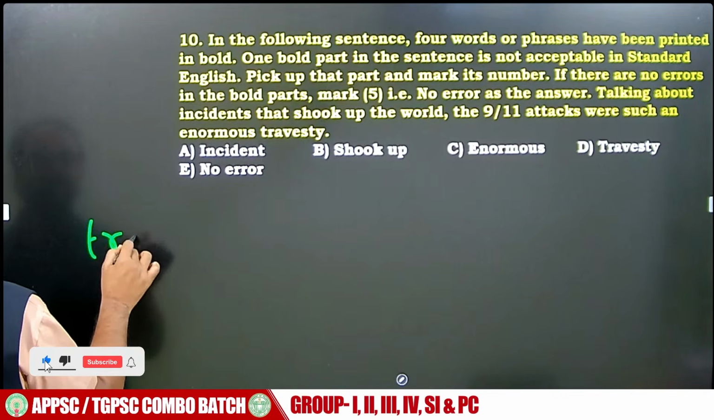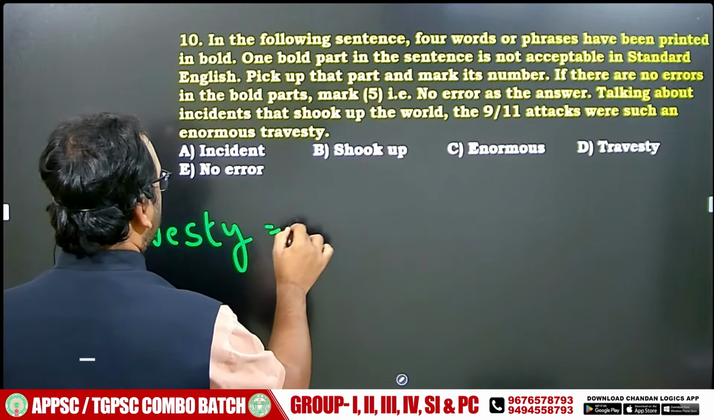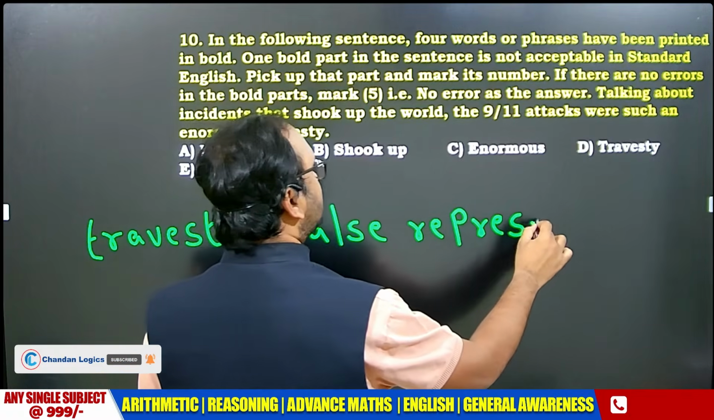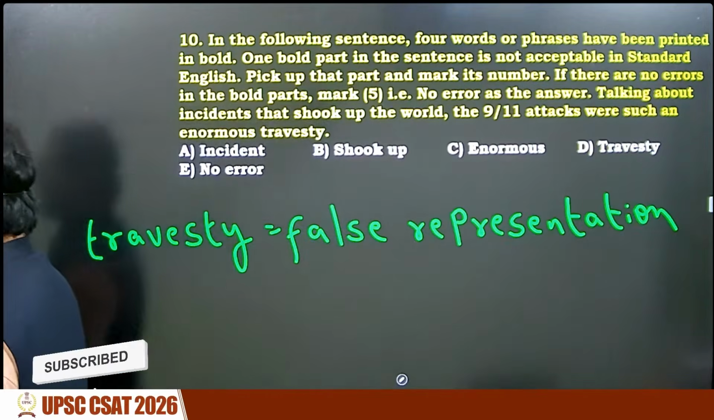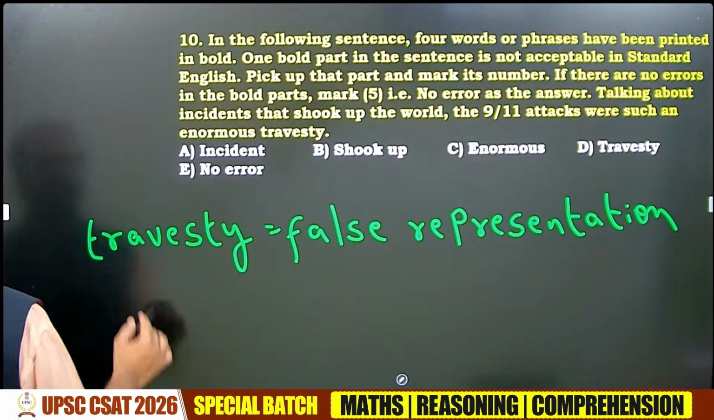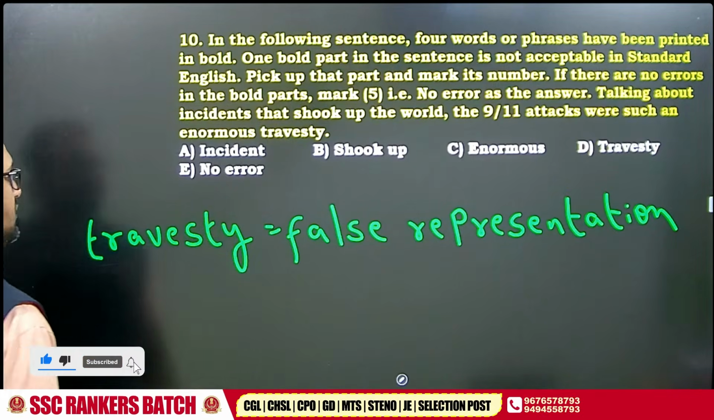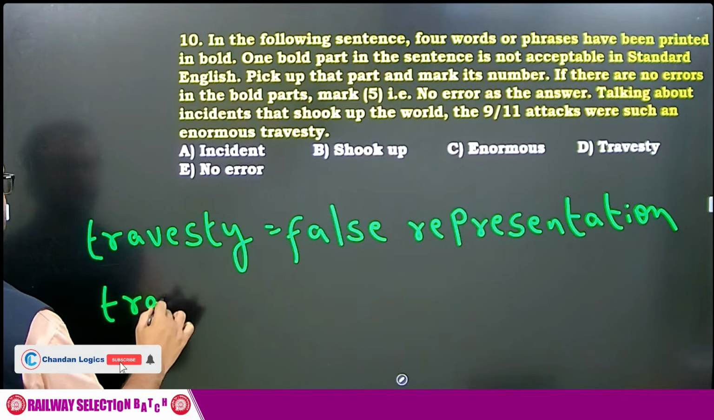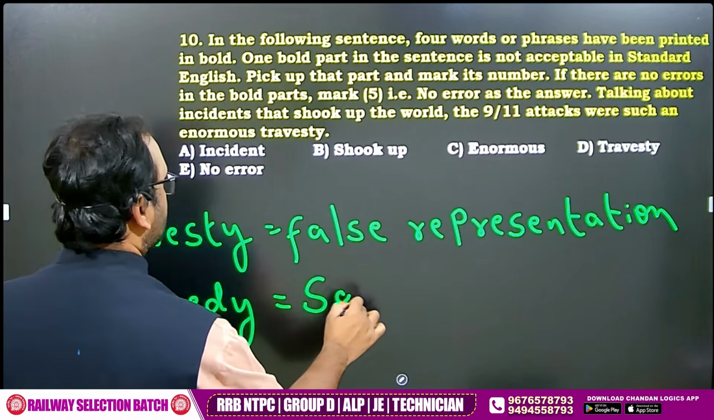Guys, you should know something. Travesty. What is the meaning of travesty? Travesty means false representation of something. Here you can't say travesty because the 9/11 attacks is not a false representation. Then better you say enormous tragedy. Okay? It is not a travesty. It is a tragedy. Sad moment.